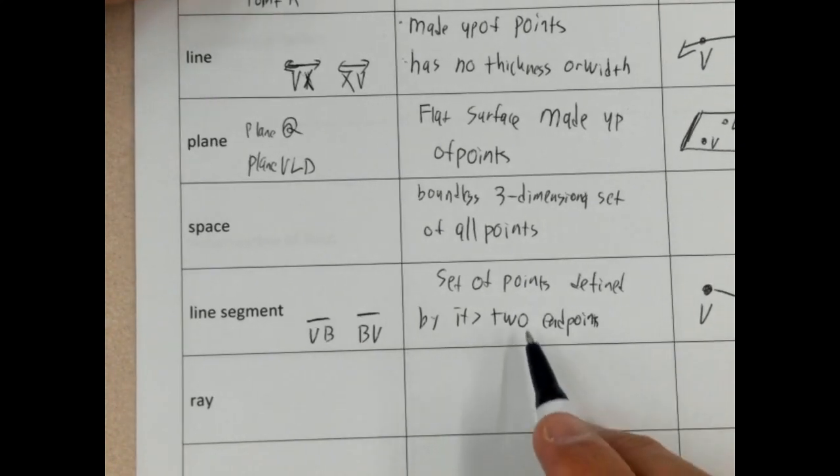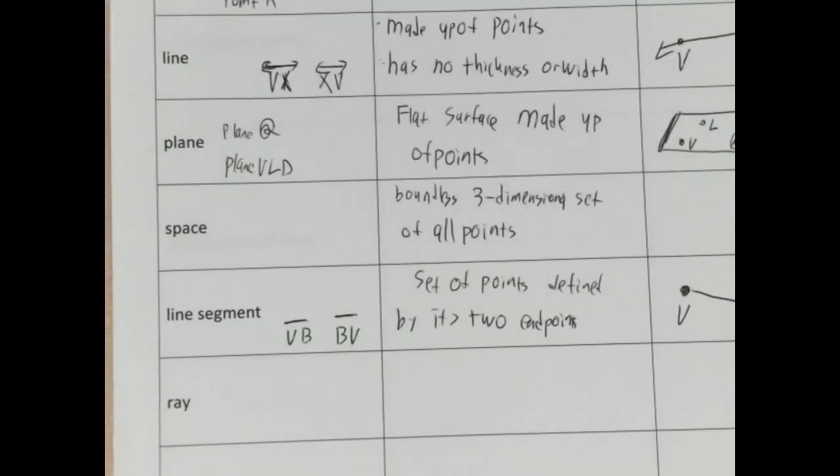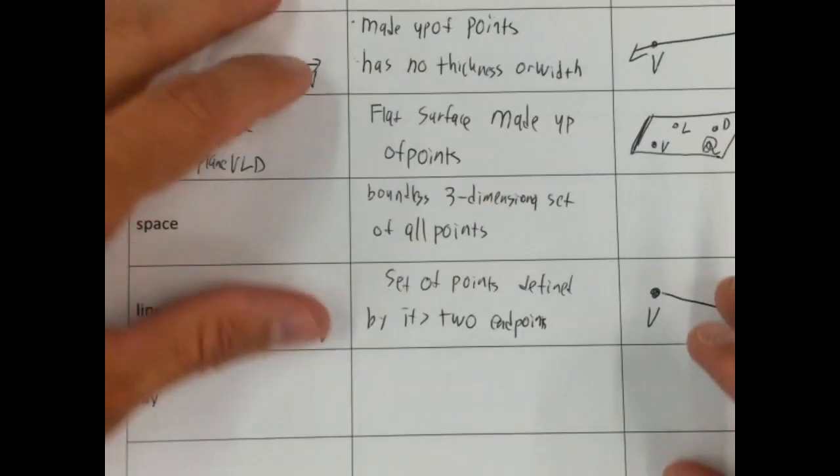Okay? A ray. A ray is similar to a line, and it's similar to a line segment in that it has a single endpoint, and then it extends infinitely in another direction. So here we go.